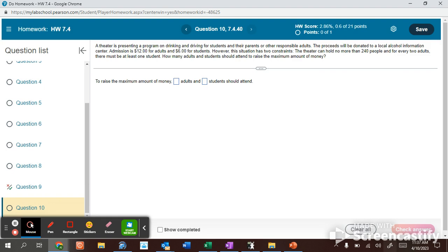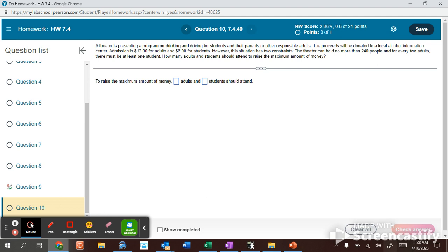So then this one that you'll hit on your problems. A theater is presenting a program on drinking and driving for students and their parents and other responsible adults. The proceeds are donated to the local alcohol information center. Admission is $12 for adults and $6 for students. However, the situation has two constraints. The theater can hold no more than 240 people, and for every 2 adults, there must be at least 1 student. How many adults and students should attend to raise the maximum amount of money?